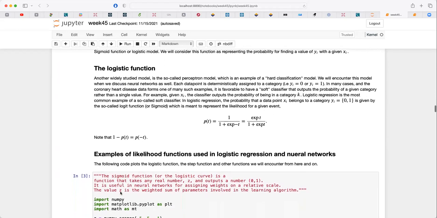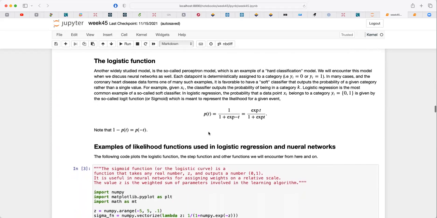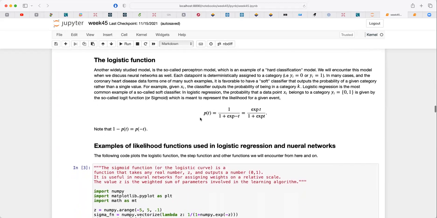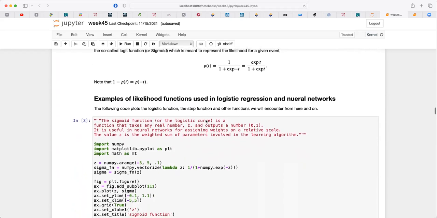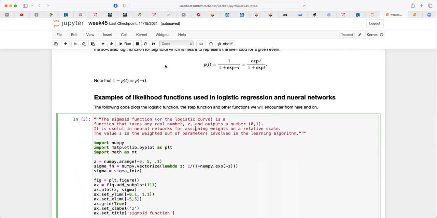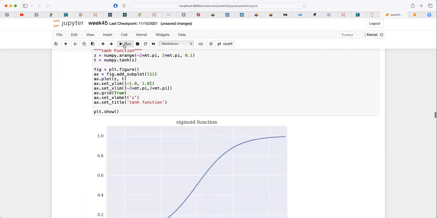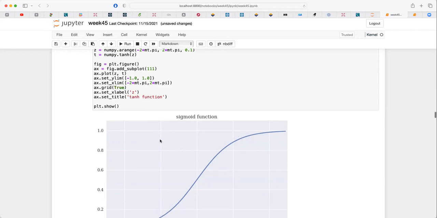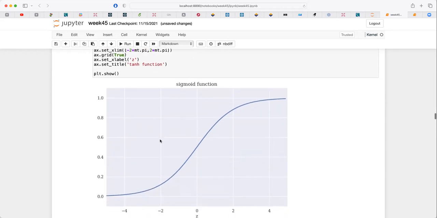And what we did then was to introduce this logistic function. So this is one way of defining this probability distribution. And there are many, many such functions. And these functions do play an important role when we later discuss neural networks, because these functions are used as activation functions for the different nodes.